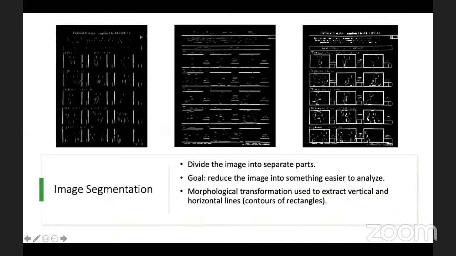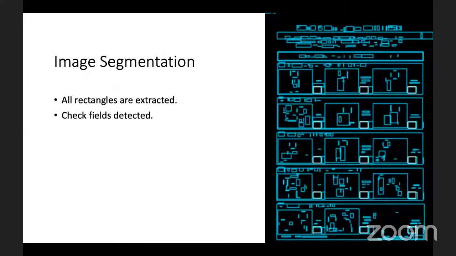Now in image segmentation, we divide the image in parts. One approach that the proponents did is to do morphological transformation, which extracted the vertical lines as well as the horizontal lines. The vertical lines and the horizontal lines, when combined, form the contour of the rectangles, which are the points of interest with regards to this particular image. Now, you can see here in the blue lines, these are all the rectangles that have been extracted. And given some a priori information regarding the relative location of the checkboxes, the check fields were also detected, those that are in white.